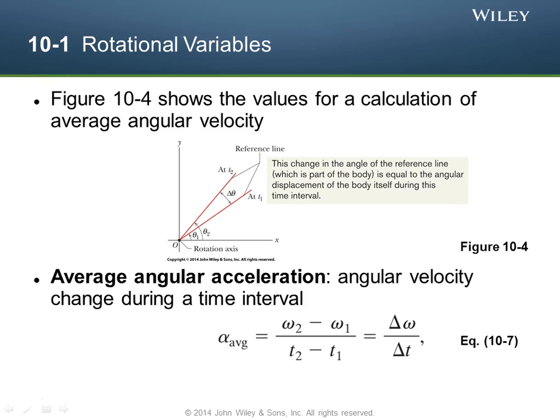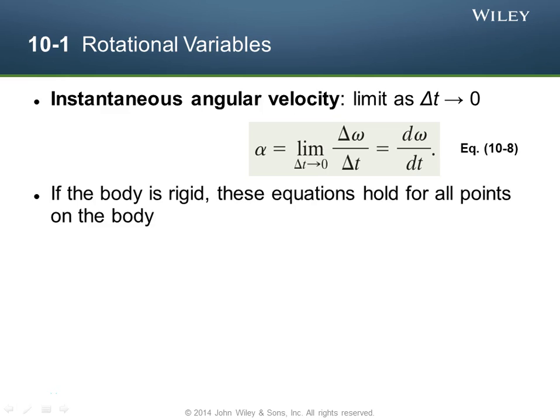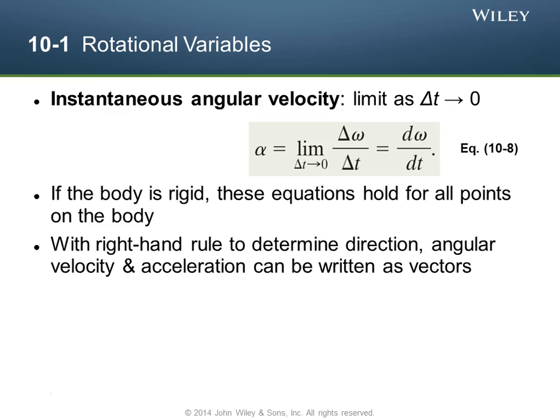So naturally, if we have a velocity, then a change in that over a time interval is going to give us an acceleration. So the angular acceleration, we use alpha to denote that. The average is going to be the change in the angular velocity over time, or delta omega over delta t. And the instantaneous angular acceleration is once again going to be the time derivative of the angular velocity function. And once again, if the body is rigid, these equations hold true.